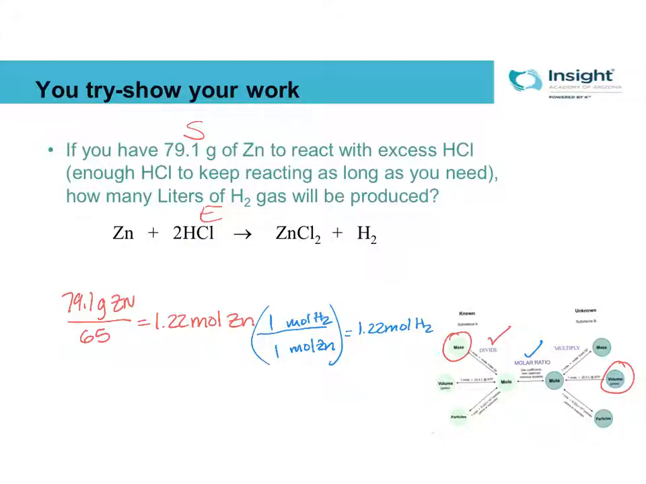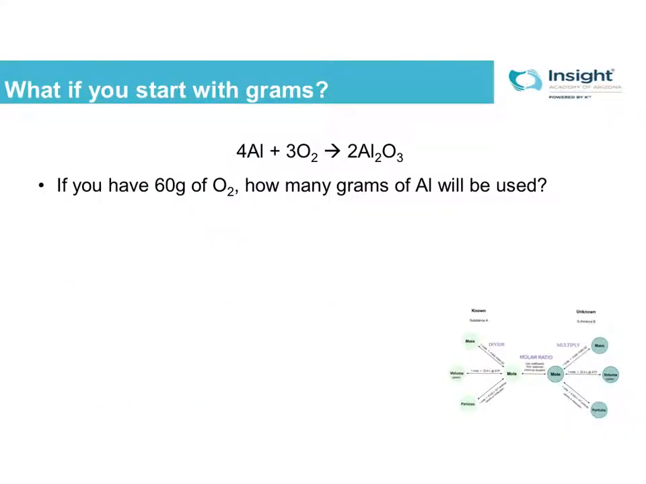Last step is I need to take this 1.22 moles of H2 and multiply by 22.4 to figure out liters. And that's going to be 27.26 liters of H2. And there's your final answer. So again, I recommend pausing, trying this one on your own, see if you can get it right.